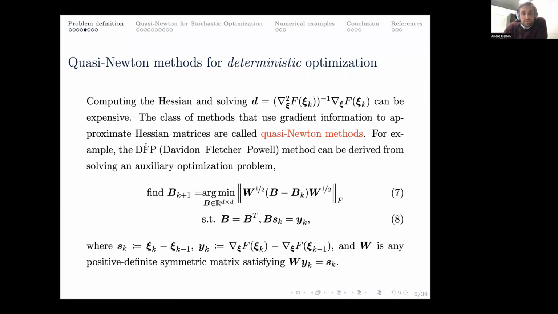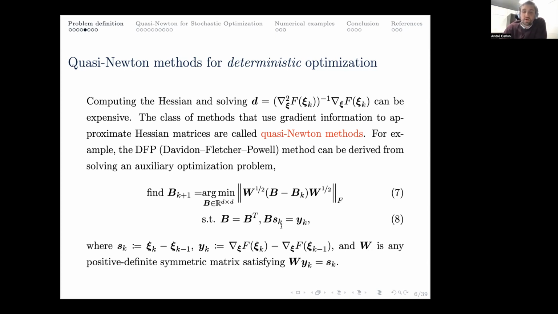For example, here I'm presenting the DFP method that can be derived in the following way. Here we are trying to find some matrix P that approximates the Hessian. And to do so, we have to solve this auxiliary optimization problem of minimizing the distance of P from some current approximation of P in this weighted Frobenius sense. We want to try to minimize this distance subject to the constraints of P being symmetric and satisfying the secant equation for the last curvature pair.